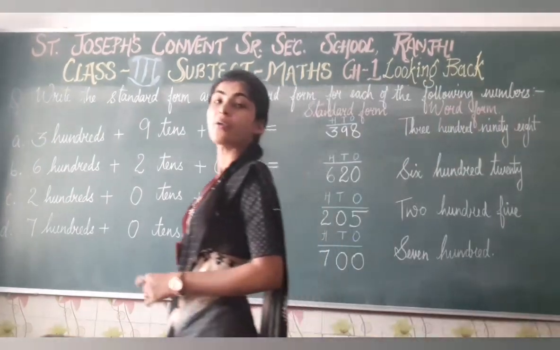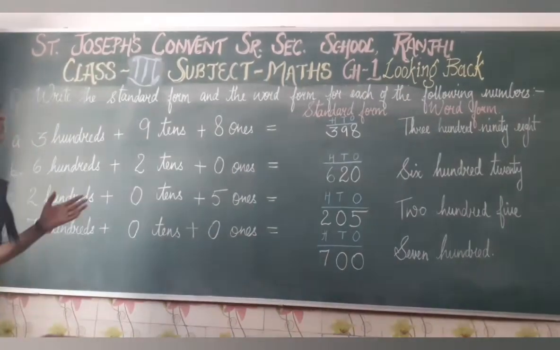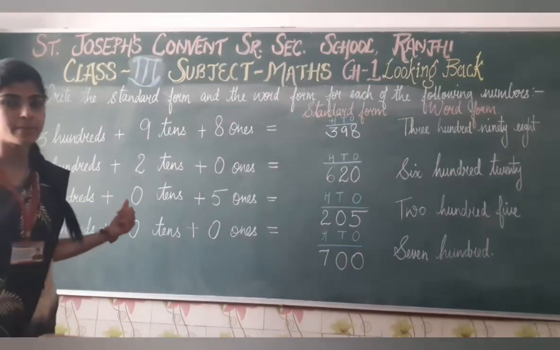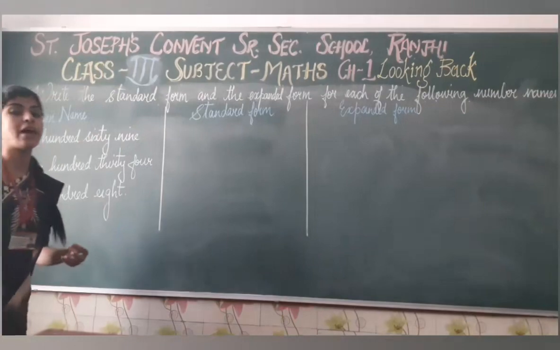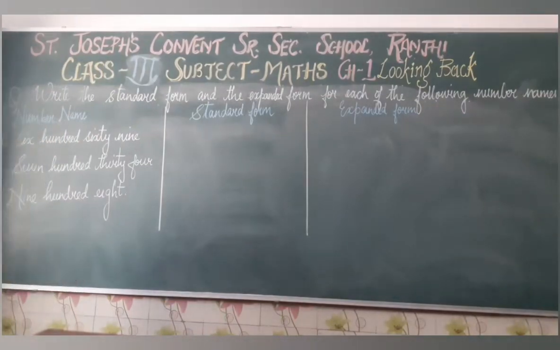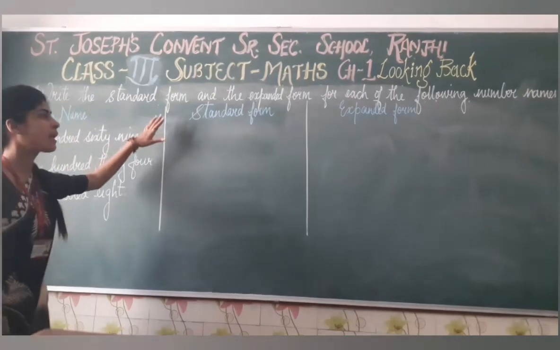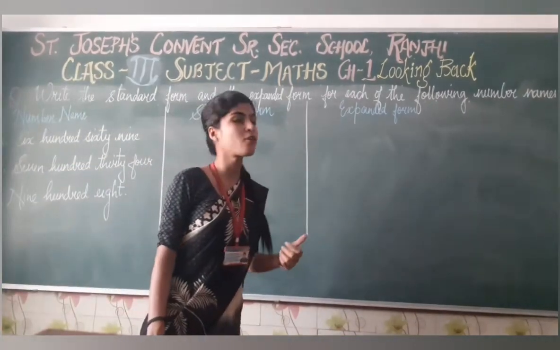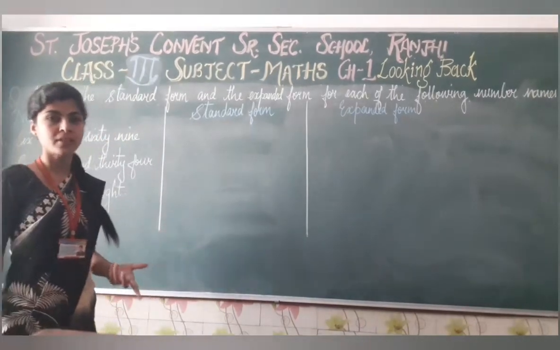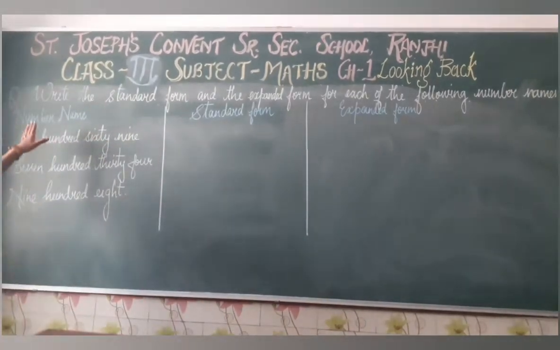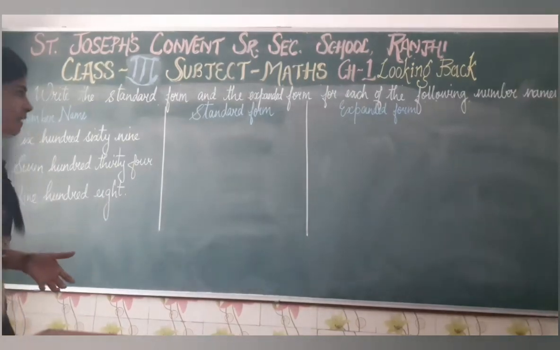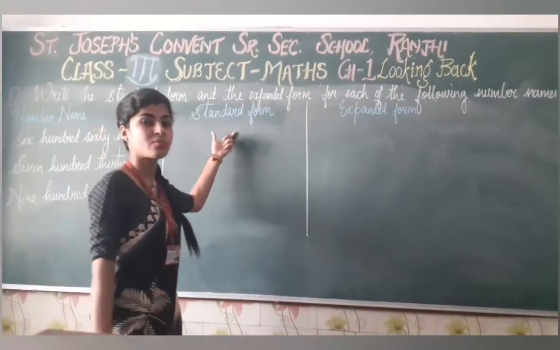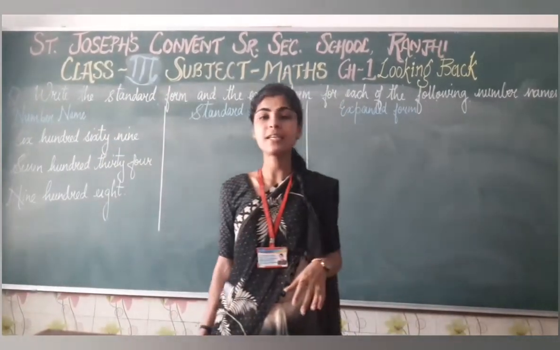Okay. So, I hope you all have understood how we have done the standard form and the word form of some numbers looking at the expanded form. Yes, children? So, let's move further. Now, here we will be beginning with our second question. Write the standard form and the expanded form for each of the following number names. This means number names are given to us. Can you see, children? Hame yahan par number names diye hue hain. Number names means word form is given to us. And we have to write the standard form as well as the expanded form of these number names.